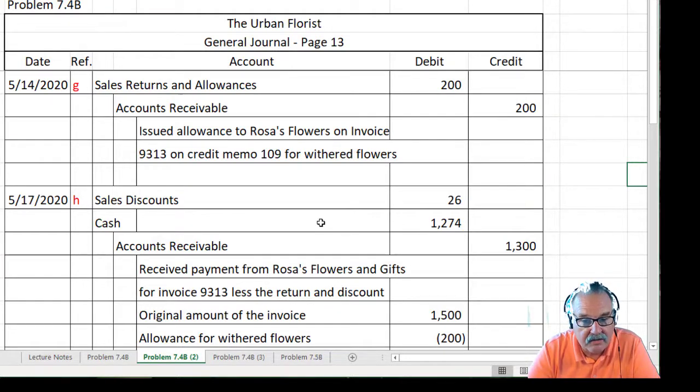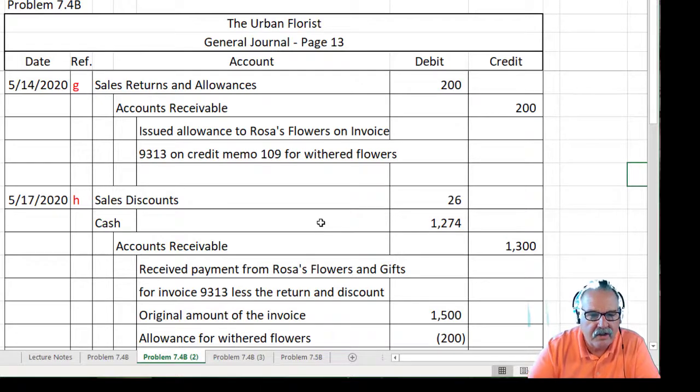In other words, our customer Rosa sent back these flowers that were bad flowers and said, hey, I don't want these flowers, they're withered, and so we're issuing them a credit. We call that a credit memo because we're crediting their account in accounts receivable. We debit sales returns and allowances and credit accounts receivable. In this case, it's called an allowance, although the account is the same. Sales returns and allowances is one account that we use for these kinds of things, whether it's a return where the goods physically come back or an allowance where maybe the flowers are dead. There's no sense in us taking them back. They're dead.